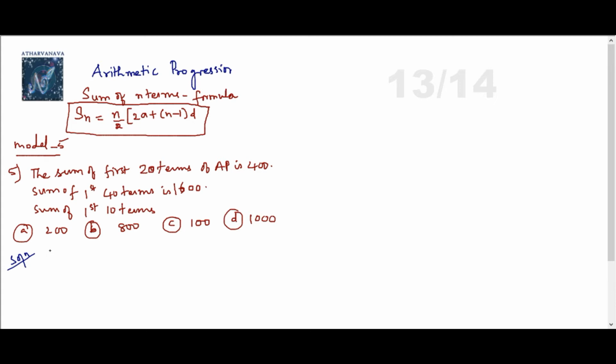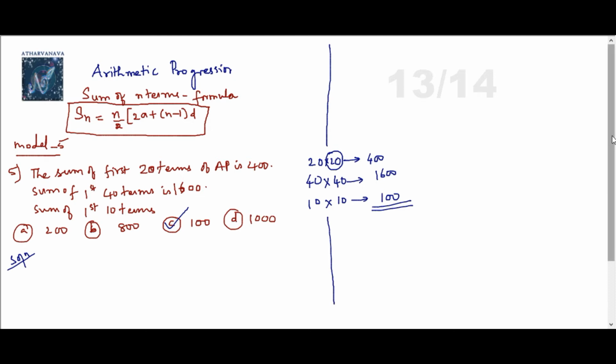So let's begin. I guess it should be 100. My guess is like this: the sum of the first 20 terms is 400, so it must be 20 times 20. The sum of 40 terms is 1600, which must be 40 times 40. Then the sum of 10 terms should obviously be 100, because 10 times 10 is 100. This is my guess. Let's see whether I am correct or not, or whether you are correct, if you have already guessed anything.